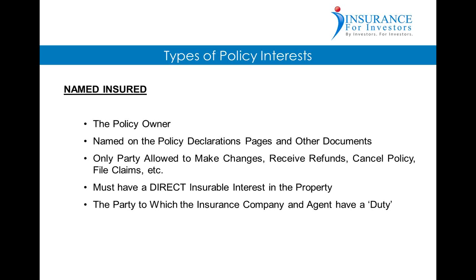The seller used to own the property, but when that wrap transaction closed, he or she transferred equitable title and possibly legal title to that new buyer. Even though the seller was the owner, he or she is no longer the owner. So the named insured owns the policy and the property. This is the party that's named on the insurance declarations pages and other documents.